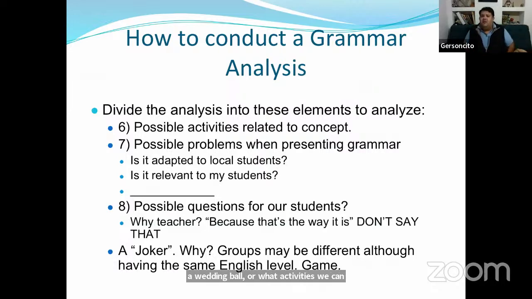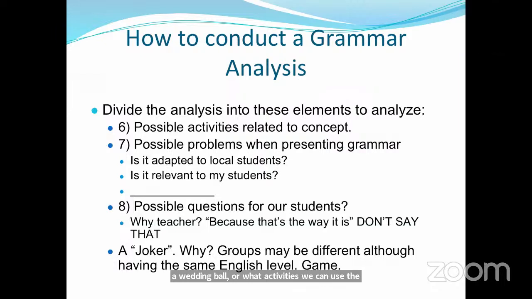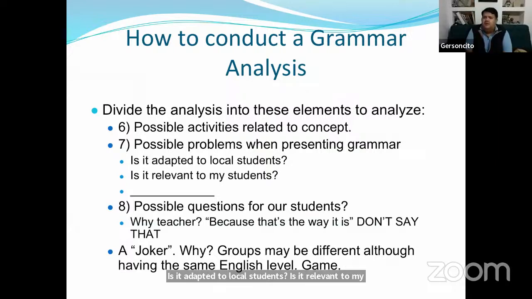Number 7. Possible problems when presenting grammar. Is it adapted to local students? Is it relevant to my students? Good. This is very important. Are the activities and the topic that I chose adaptable to my students?